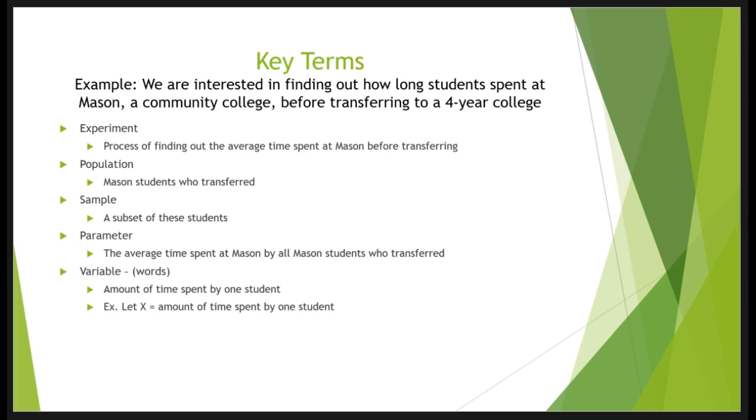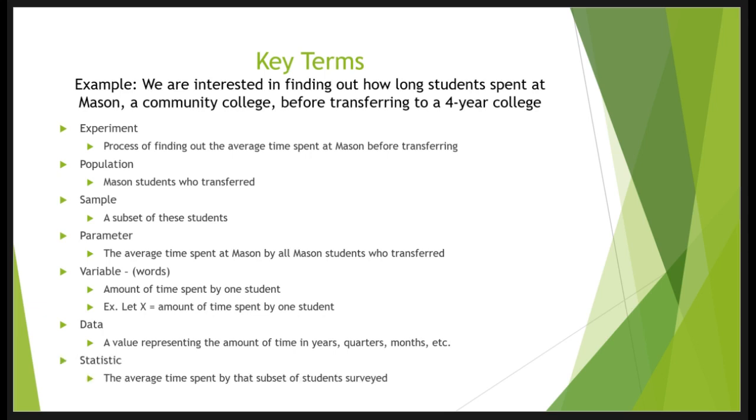Now, in order to do this, we need to ask a question of the students or look up information. And the question that we're asking, our variable, would be, how long did you spend at Mason before transferring? And that student's answer would be the data. So the data might be 3 semesters, or 2 years, or 8 months. Once we collect the data, then we can find the statistic. So in our scenario, the statistic is the average time spent by our subset of students that we surveyed.